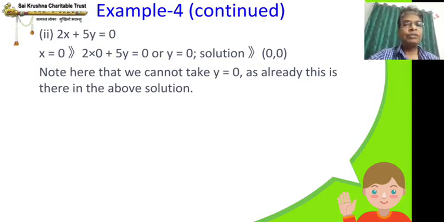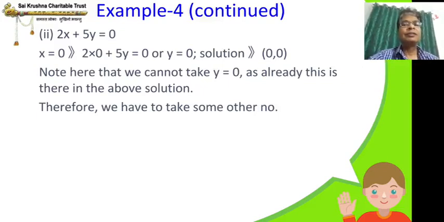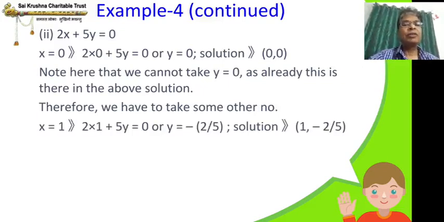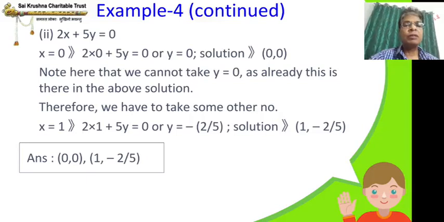But I am sure very few would have got this confusion. Most of you would have got it right. Assume some other number, right? Very simple. You have to take some other number for x. So x equal to 1. You can take millions of numbers for x. You can take -1, -2, root 3, root 2, any number. If x equal to 1, then the solution is (1, -2 by 5). Please see the sign also, 2 into 1 plus 5y equal to 0. So y equal to -2 by 5. And the solution is (1, -2 by 5). So we have got 2 solutions, (0, 0) and (1, -2 by 5).